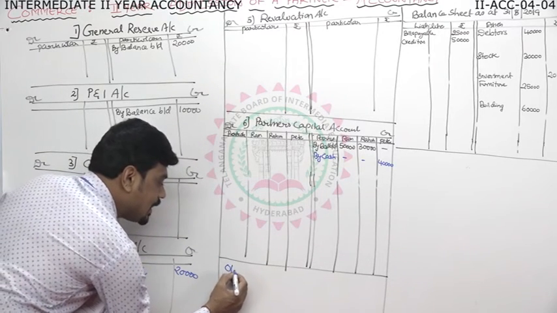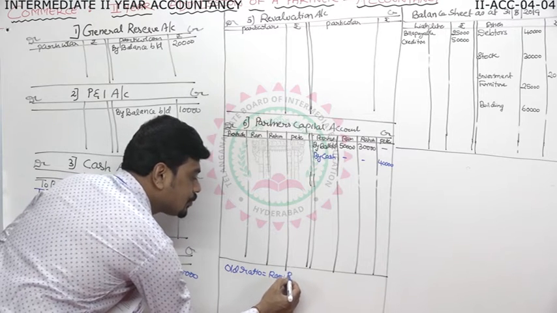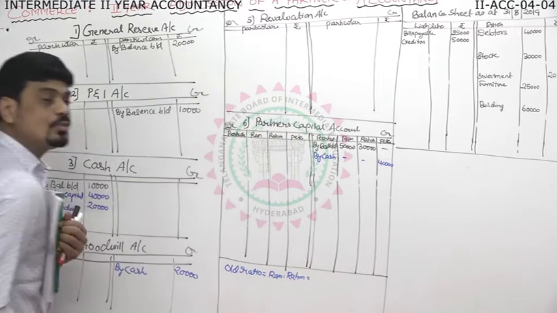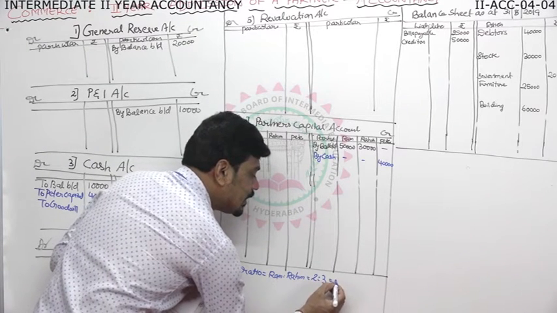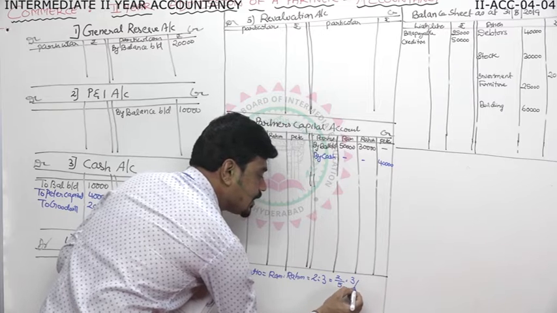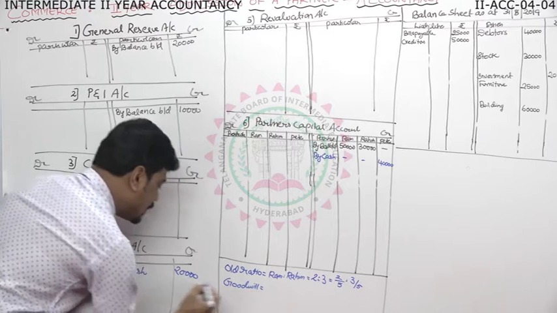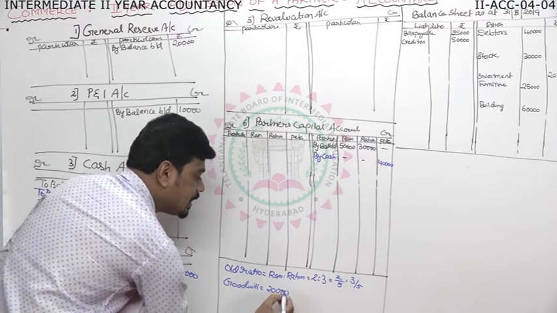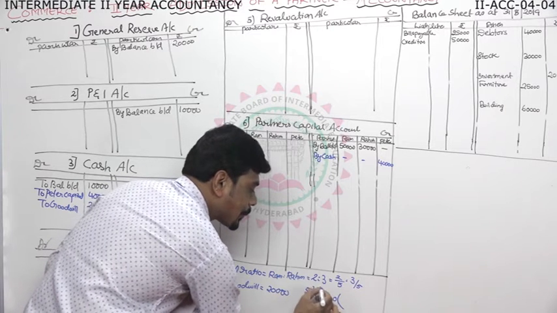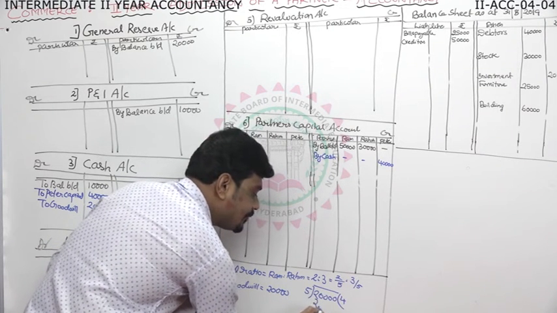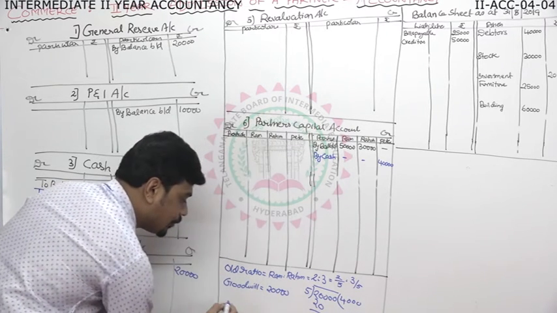So here I'm writing the old ratio. What is the old ratio? Ram is to Rahim, the ratio was 2:3. Nothing but 2/5 and 3/5. Now, I have to distribute goodwill. Goodwill, we know, was 20,000 here. Now, simple calculation. First, divide 20,000 by 5. 5 4s are 20, then 3 zeros. So the quotient is 4,000.